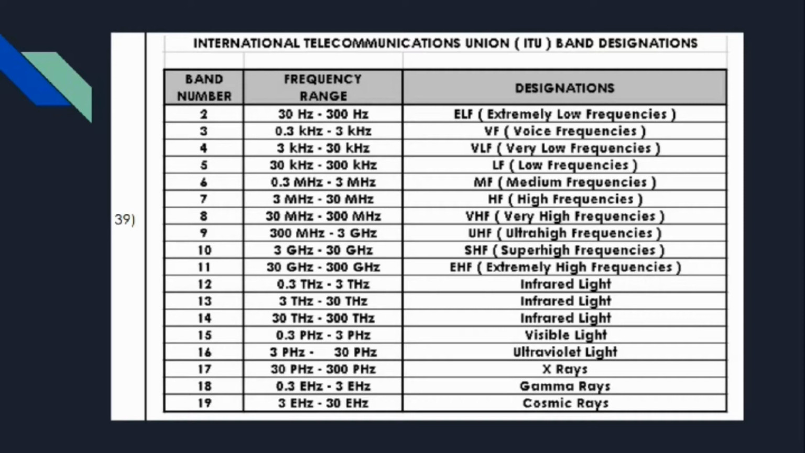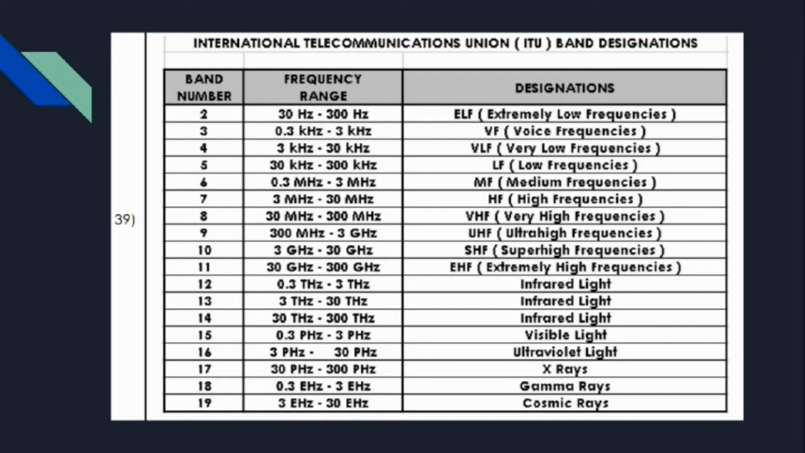Band number 12, ranging from 0.3 THz to 3 THz, is the infrared light. Band number 13, ranging from 3 THz to 30 THz, is the infrared light. Band number 14, ranging from 30 THz to 300 THz, is the infrared light. Band number 15, ranging from 0.3 petahertz to 3 petahertz, is the visible light.